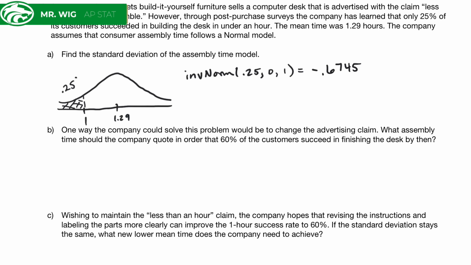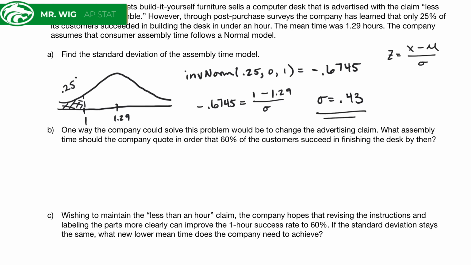Right? And I take this, and we're going to be using our z-score formula. So z equals the value minus the mean divided by our standard deviation. So we have negative 0.6745 is equal to, the value we're looking at is 1 minus the mean of 1.29 divided by my standard deviation, which I don't know yet. Cross multiply, do your algebra here, and you're going to find out the standard deviation is equal to, we'll just go to 2 places, 0.43 hours. Since these are in hours, I'm going to stay in hours. I'm not going to go to minutes or anything like that. And so that would be the standard deviation here.